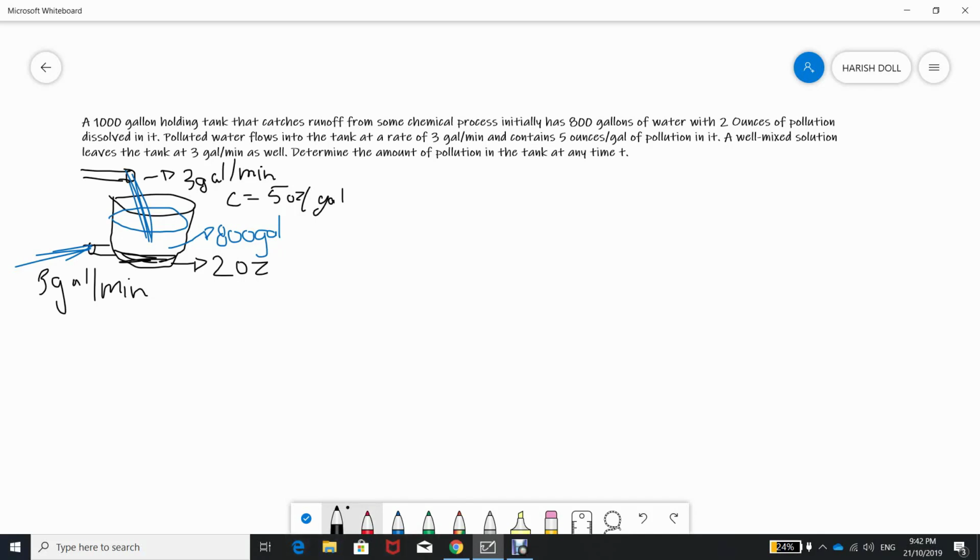So now we can form a differential equation. We can say dq/dt, where q is the amount of pollution in the tank, is equivalent to rate in. We're finding the rate at which the ounces are changing per minute. So we can just multiply the rate in with the concentration for the rate in, which is 3 times 5. And then we're going to subtract the rate out.